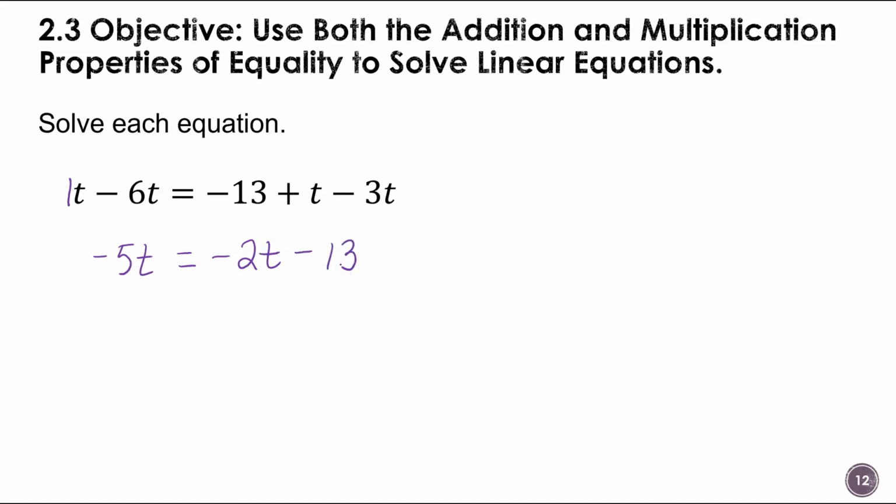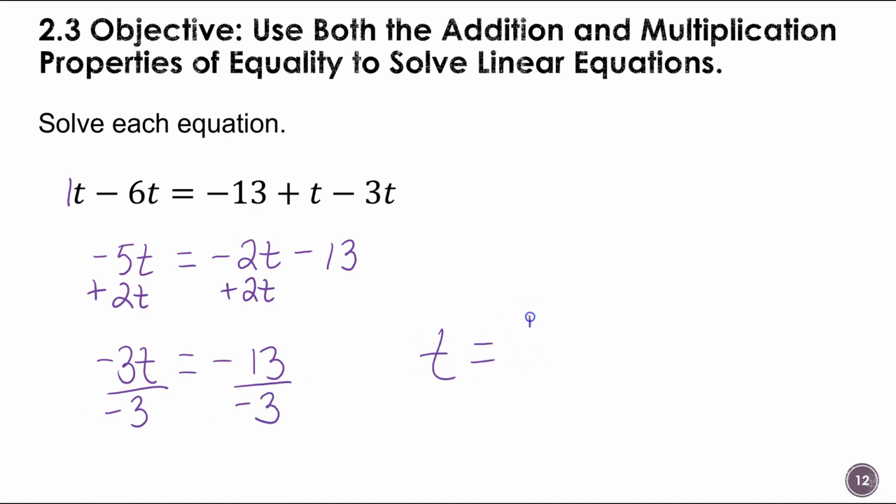And then since I have a variable term, negative 5t, on the left, I'm going to add 2t on both sides. So now I have negative 3t equals negative 13. I divide by negative 3 to solve, and t is a positive 13/3. So that's the end of lesson 2.3.